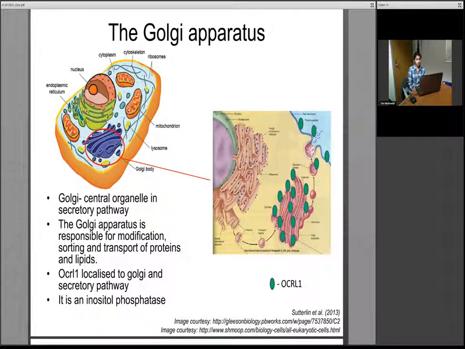So as I mentioned, the Golgi apparatus is very crucial for sending various proteins and lipids to various parts of the cell. And incidentally, the protein that I'm interested in, OCRL1, which I would like to remind you is deficient or completely lost in patients with Lowe syndrome, is located in the Golgi, as you can see here. So this is a pictorial representation of the Golgi, and the green particles here represent the protein of interest, OCRL1.